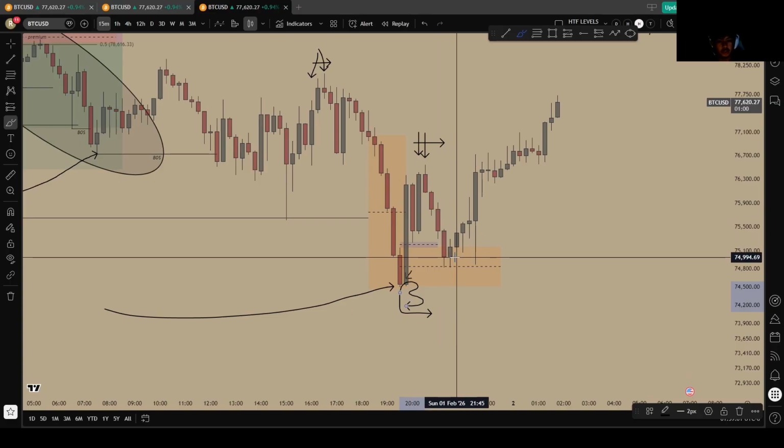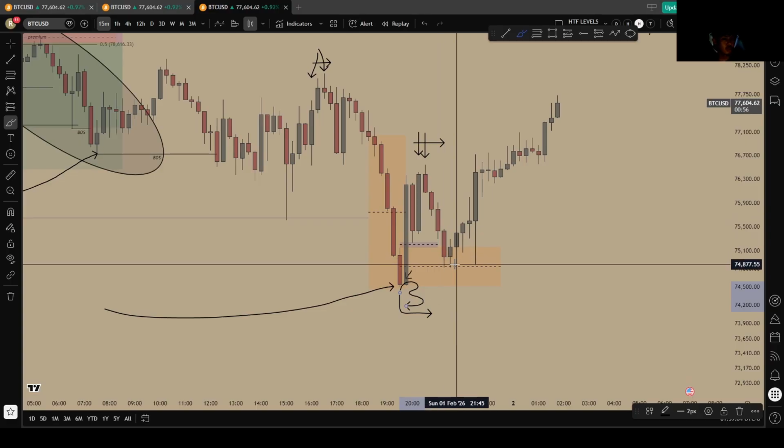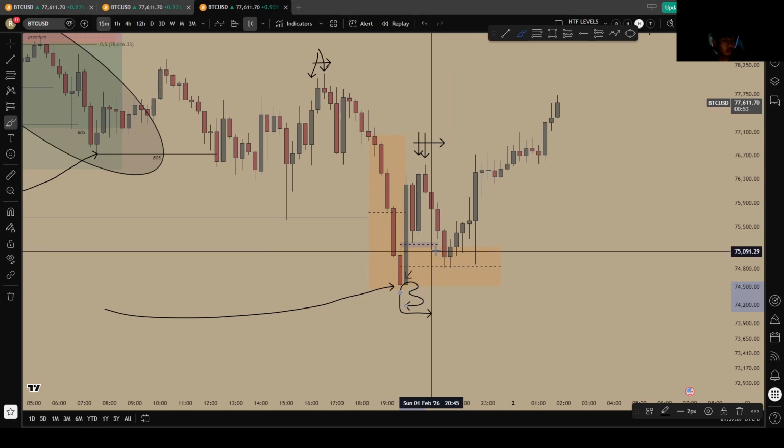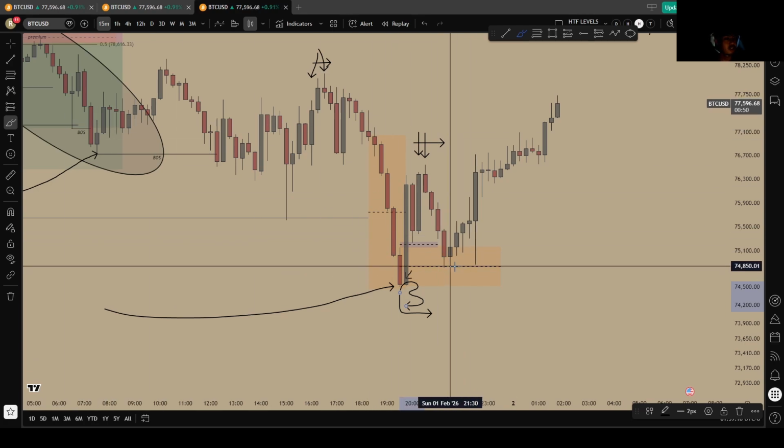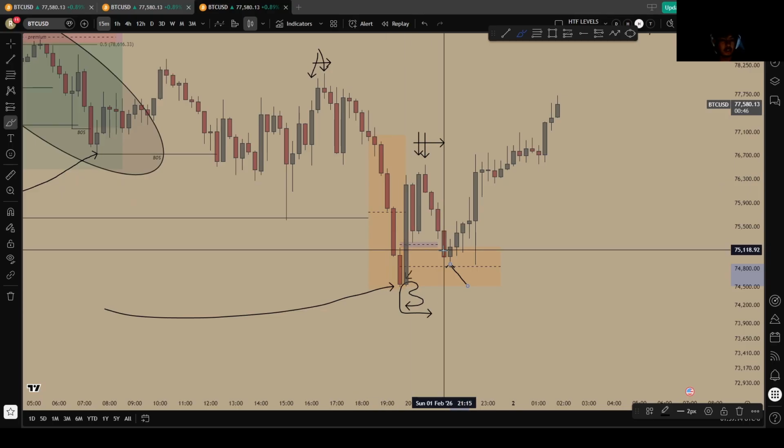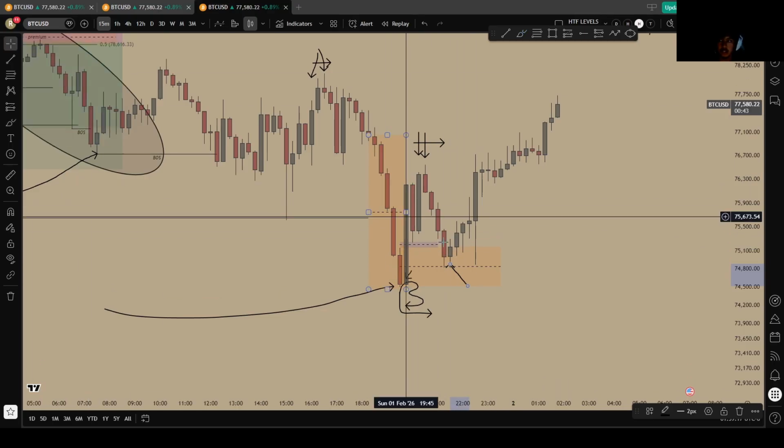Once you retrace into this order block, this is a bullish order block, which means you have to see bullish price action occur at it, right? In that case, you don't want to just see a reaction of price, you don't want to just see wicks, but you want to start to see some bullish candlesticks. You want to see some higher lows. You want to see some impulsive candles, right?